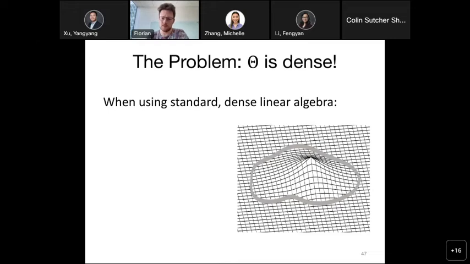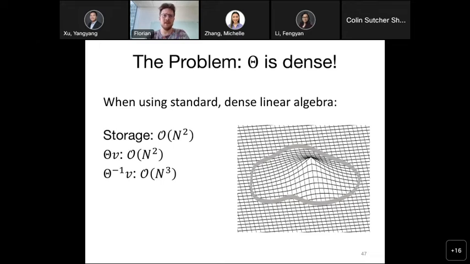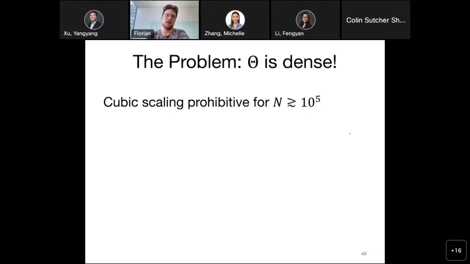And the problem in doing all these operations is that these matrices are dense. So even storing it a priori takes n squared complexity, and then we have this n squared to n cubed complexity for basically all the operations we're interested in if we want to use dense linear algebra. And that makes dense linear algebra prohibitive for problems maybe of the order 10 to the 5 and larger. And so we need faster approximate methods.